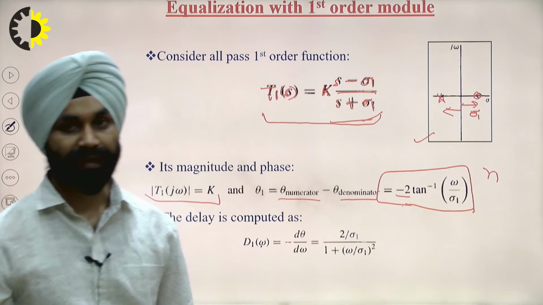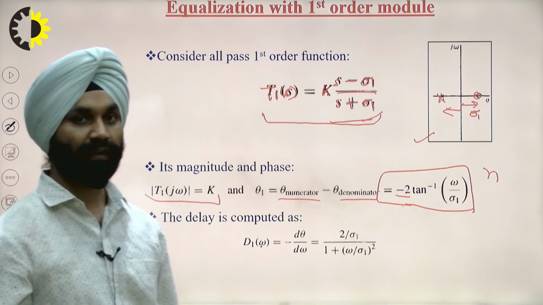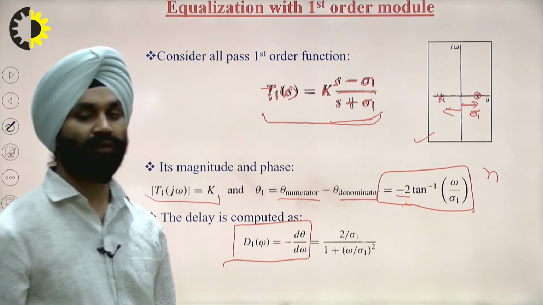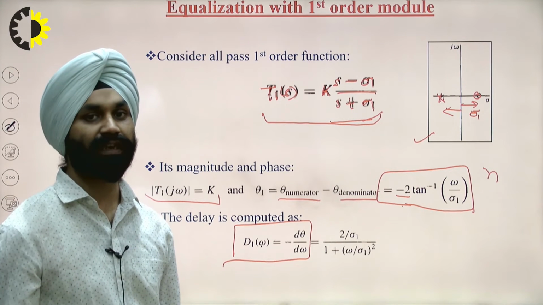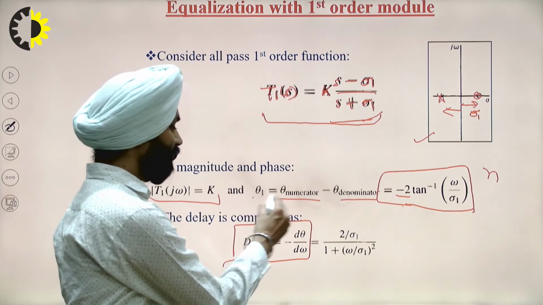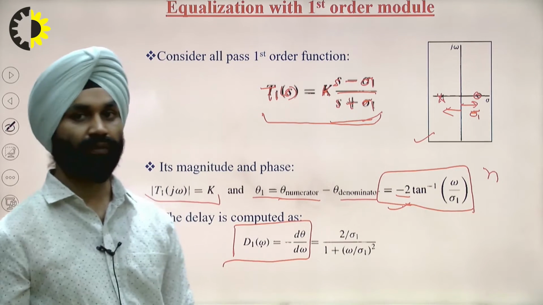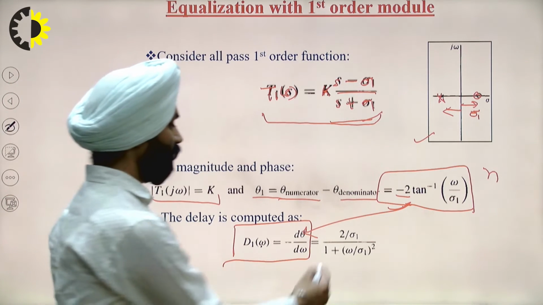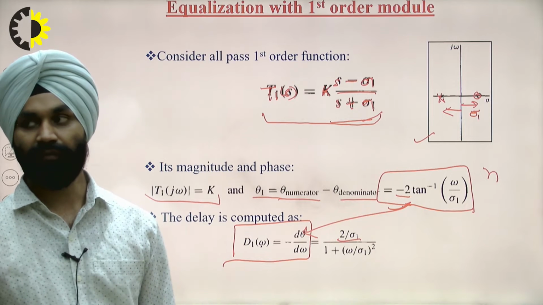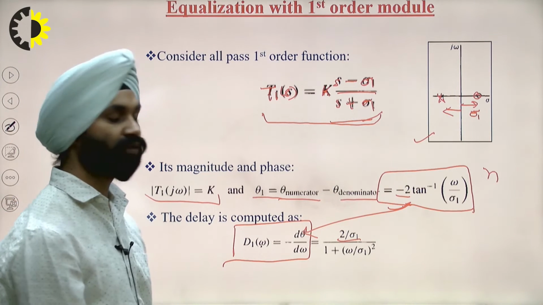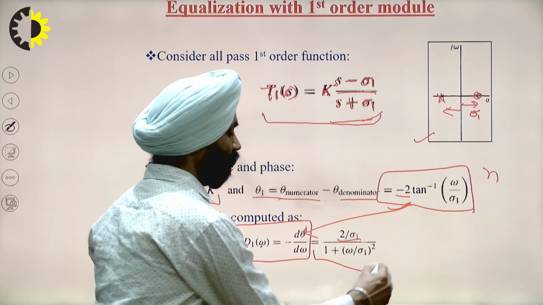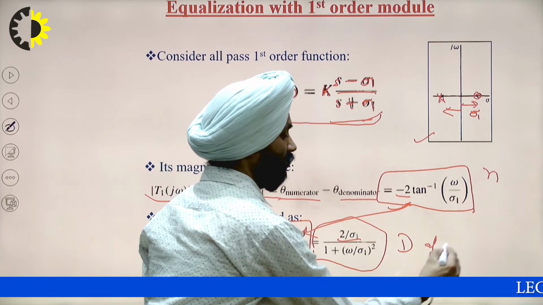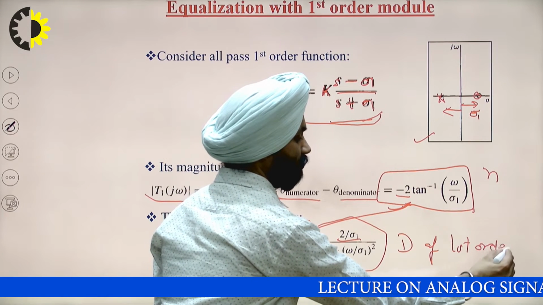Now we know that the delay of a filter is the negative derivative of phase with respect to frequency, that is, minus dθ by dω. If we put the value of the phase from here and take the derivative, this gives twice θ1 divided by 1 plus (ω/θ1) whole square. So this is the delay of the first order all pass filter. I can say that it is D of first order all pass.